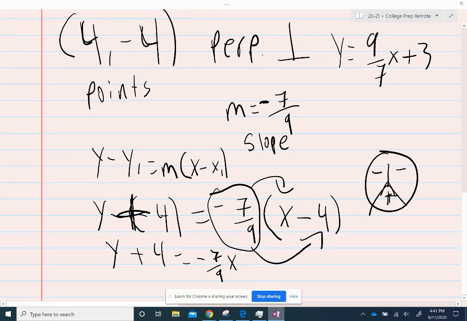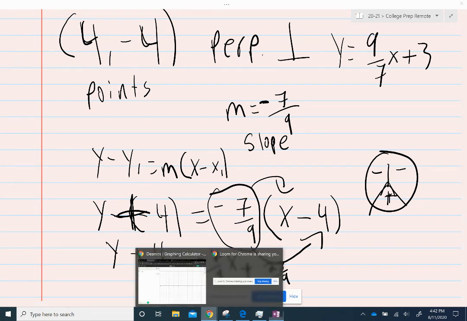a negative times a negative makes a positive. Negative times negative makes a positive. So we're going to have a plus. Now we're going to multiply. I know it's going to be 28 over 9. Top times top, bottom times bottom.